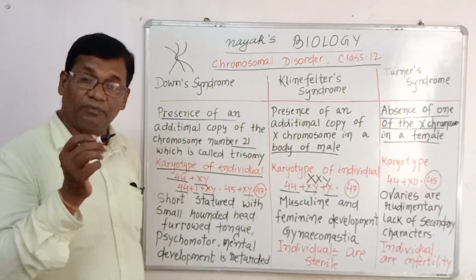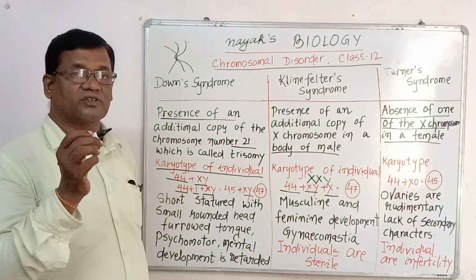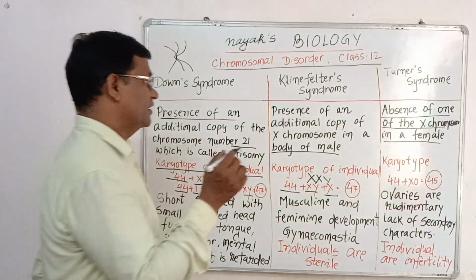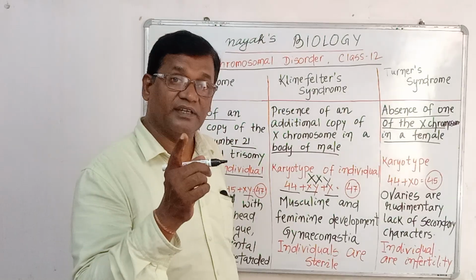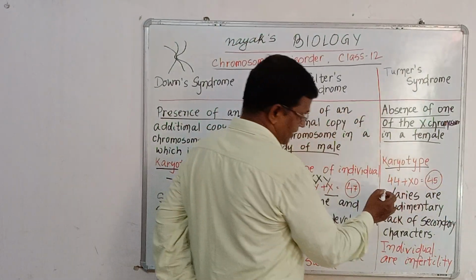That means the number of chromosomes in Down syndrome is 47. The number of chromosomes in Klinefelter syndrome is also 47. Now, Turner syndrome. What is the condition of Turner syndrome? One chromosome is absent in the female. Now, see, the karyotype we will study.